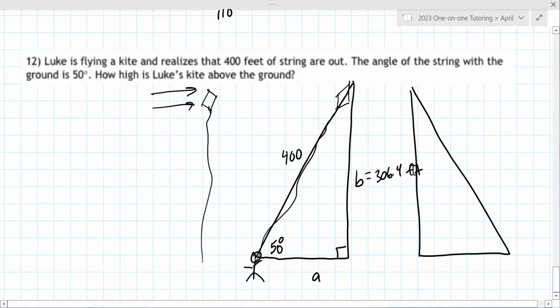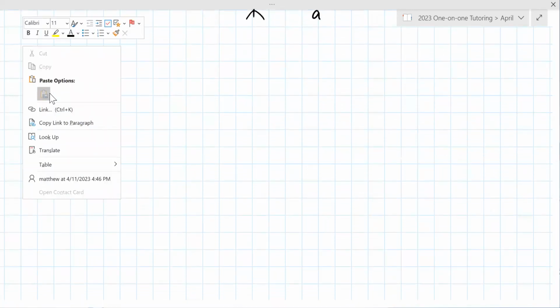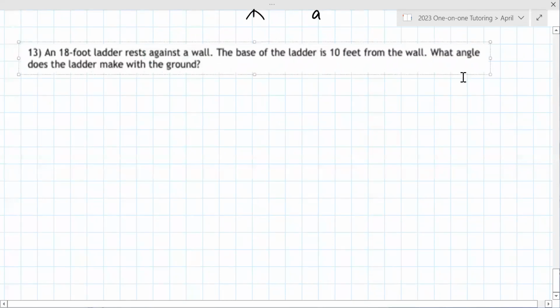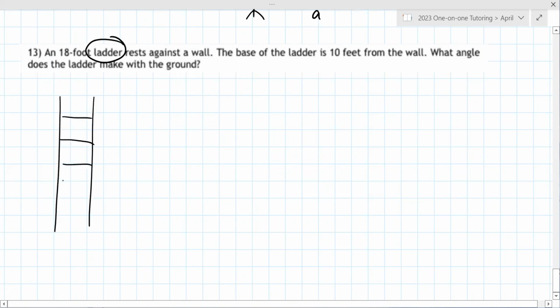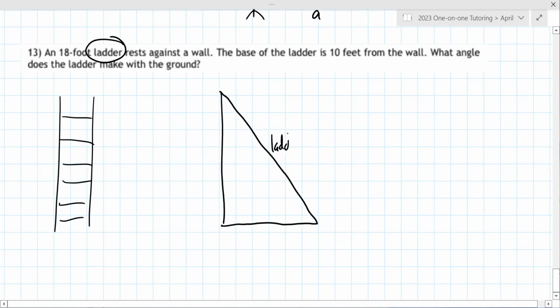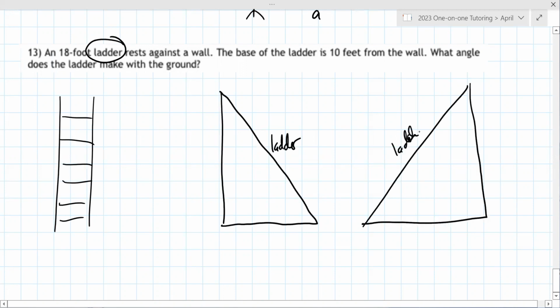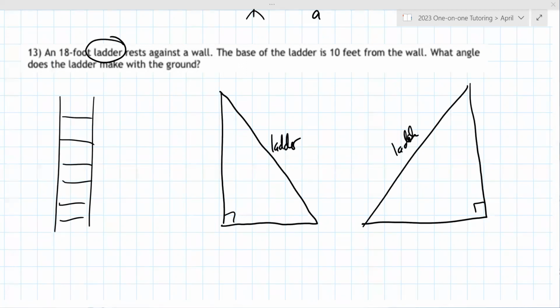I think you've been doing this the whole time, but units are super important in all these problems we've been working on today. All right, last problem on this page, an 18-foot ladder. We look at ladders this way, but in these problems the ladder is always resting against a wall, meaning the ladder is the hypotenuse. Whether you draw one on the left or one on the right, the ladder is the hypotenuse. So go ahead and draw a triangle, label it appropriately, and see if you can solve it. I'll do the same. Okay.